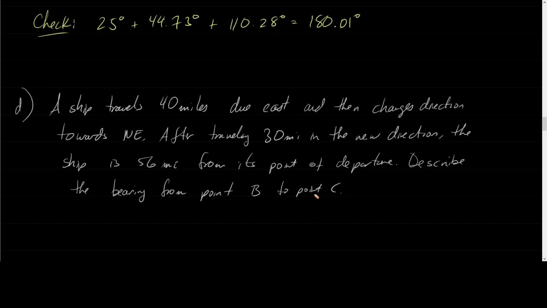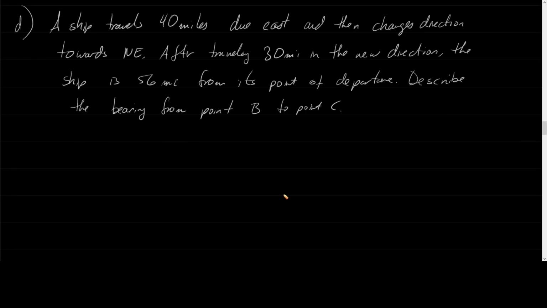And here when we're saying point B and point C, let me give you the diagram so you see exactly what we're talking about. We're going to start here. That's where the ship started, right? So a ship travels 40 miles due east. Let's remember what that means. This is north, south, east, west. So there it is, 40 miles due east. And after that, it changes direction towards northeast. Northeast could be anywhere in between here, so I'm just going to do some generic angle towards northeast.